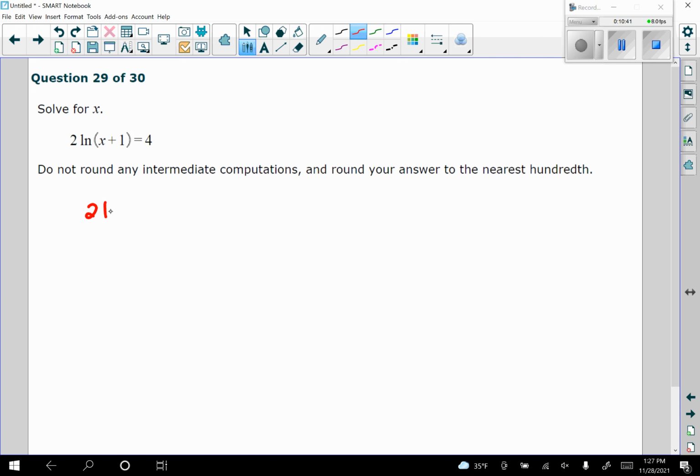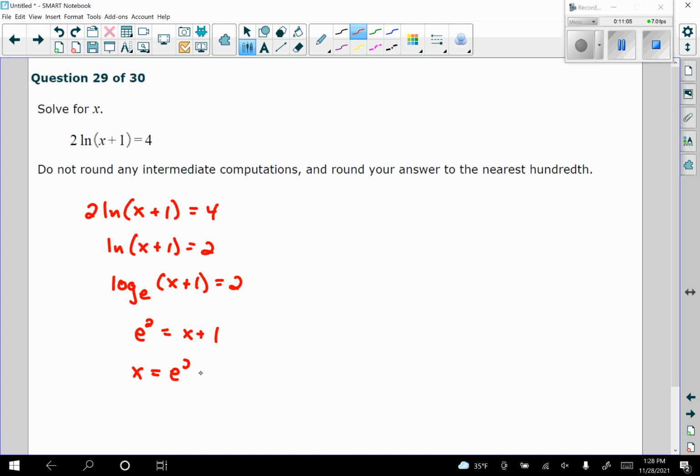All right, in this case, we want to first start by isolating the natural log part right here. So I want to first divide both sides by 2. So the natural log of x plus 1 is going to equal 2. We can rewrite this as log base e of x plus 1 is equal to 2. And now we can rewrite this exponentially. So e squared is going to equal x plus 1. And then x would just equal e squared minus 1. So again, this would be the exact answer. Approximately, we're going to round to the nearest hundredth, we get 6.39. If you were to type that into your calculator, that would be the approximate answer.